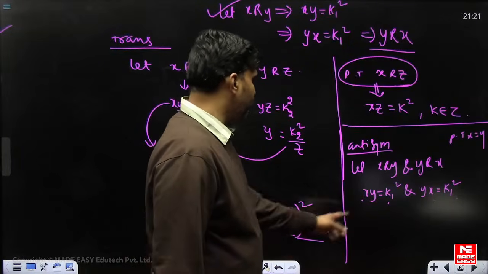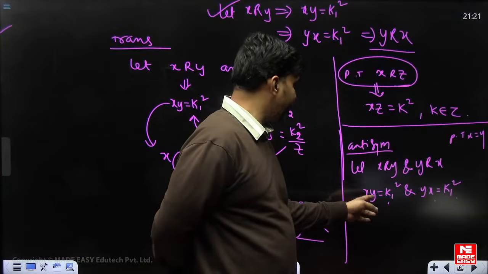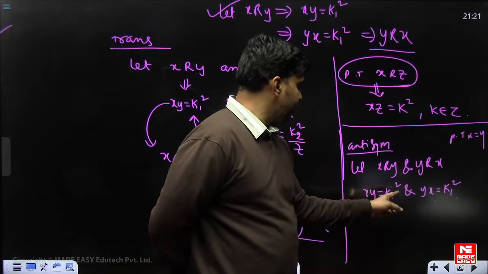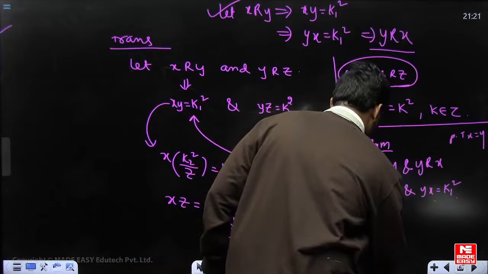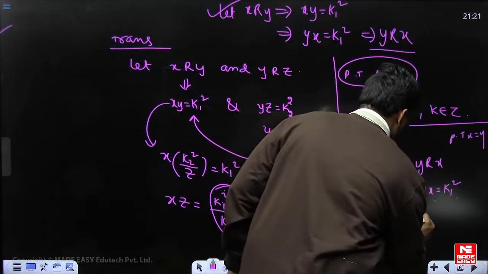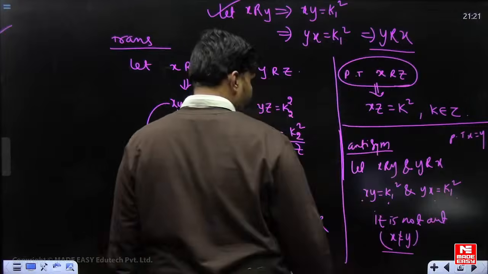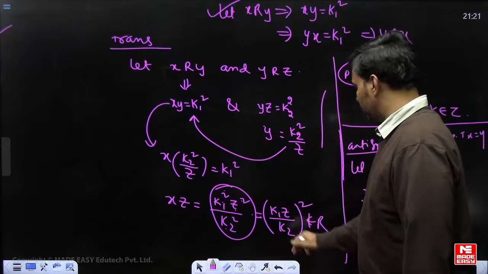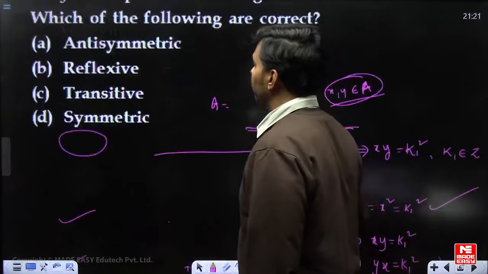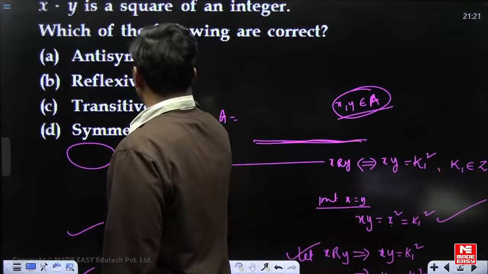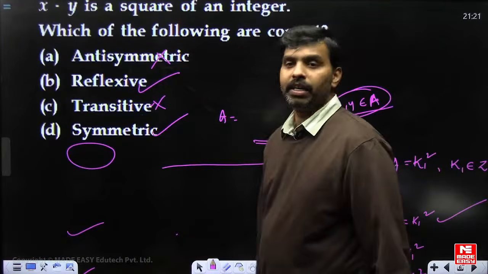No, no need here, because if I take something like 4 into 1 and 1 into 4, you can see that 1 and 4 are not the same here. So therefore it is not antisymmetric. x need not be equal to y here. So from this, the answer for this question can be: not transitive, not antisymmetric, but reflexive and symmetric. So options B and D are the right answers.